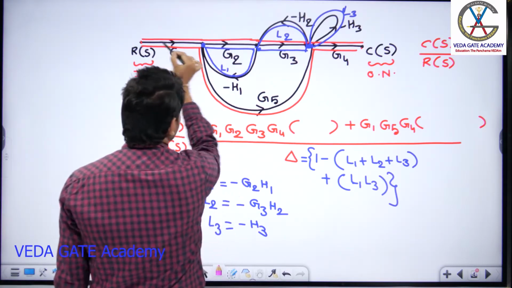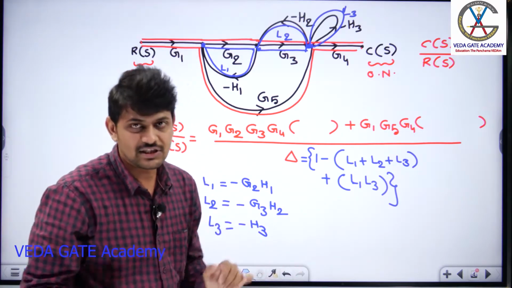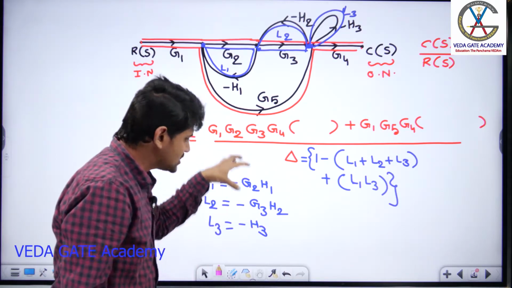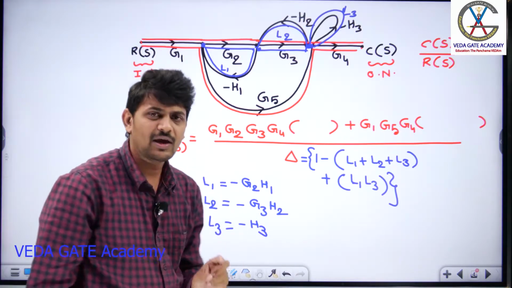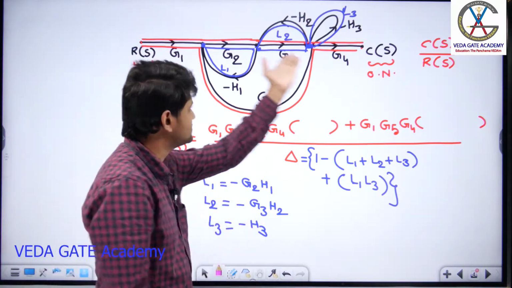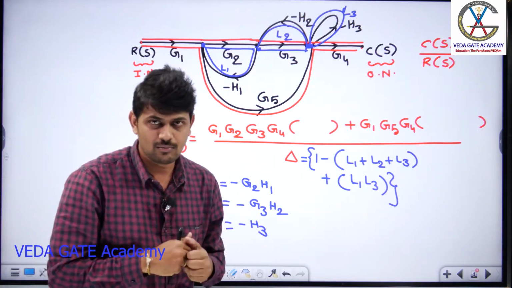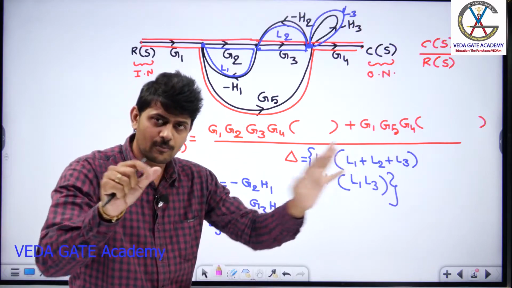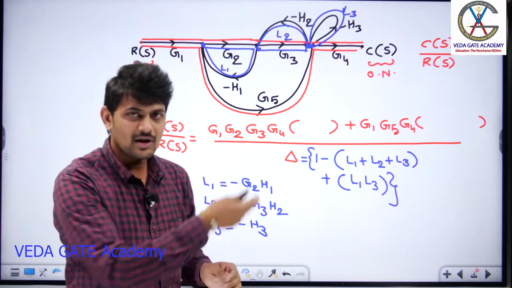So for this particular forward path, you need to identify how many loops are not touching that forward path. Again, I am repeating, you have to identify out of these three loops, which loops are not touching. Suppose out of the three loops, if I get some one loop which is not touching this particular forward path, with the help of that loop, you have to write the delta formula. So for a respective forward path, you need to first identify how many loops are not touching. Let me try to apply this.